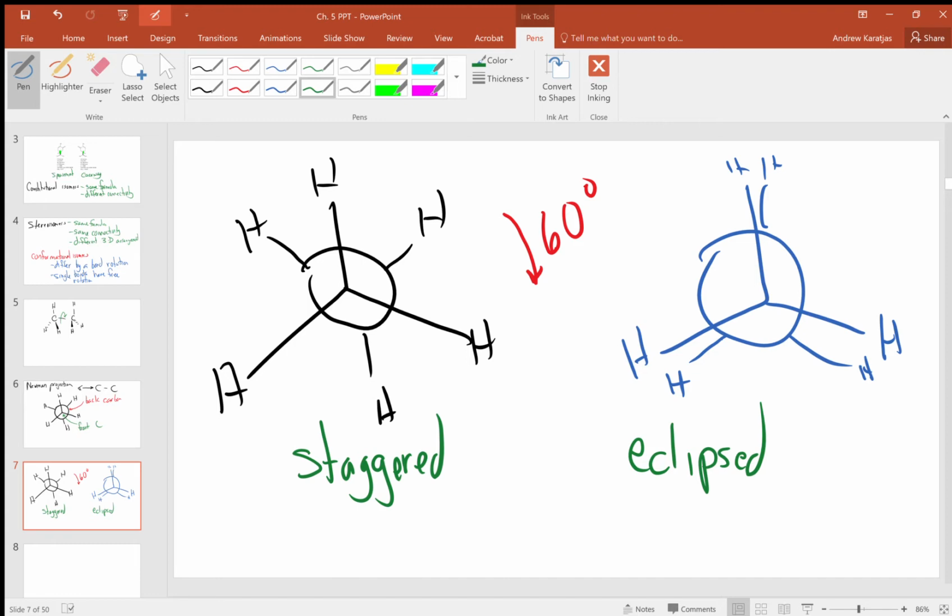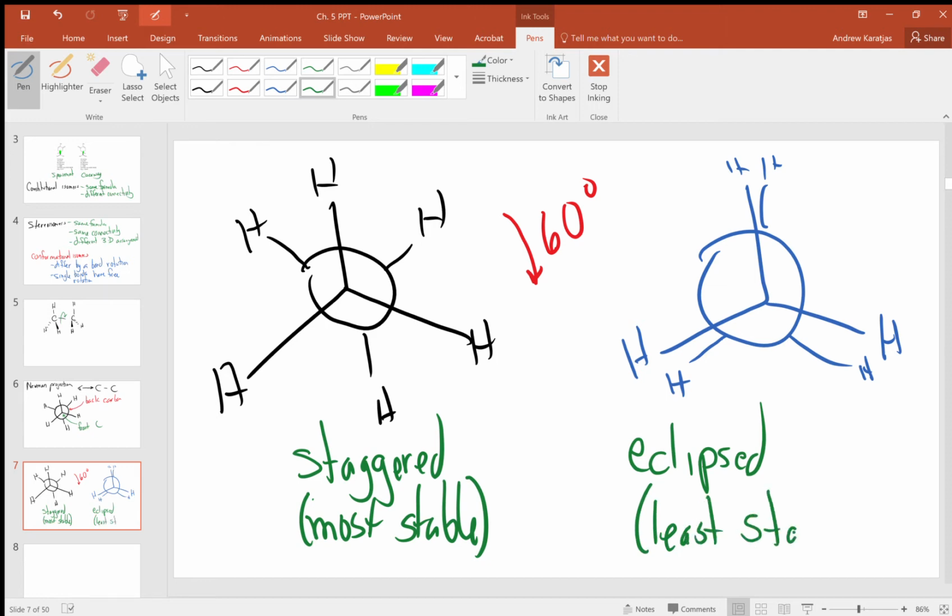Now, which one is more stable? Of all the infinite conformations of ethane that you could arrange with your model or draw, these are the two extremes. The staggered is the most stable, and the eclipsed is the least stable. So why is it that the staggered is more stable and the eclipsed is less stable?